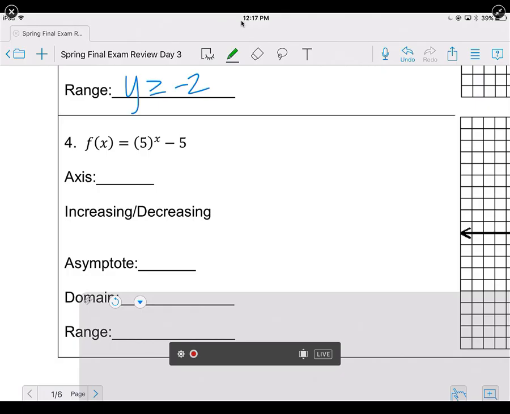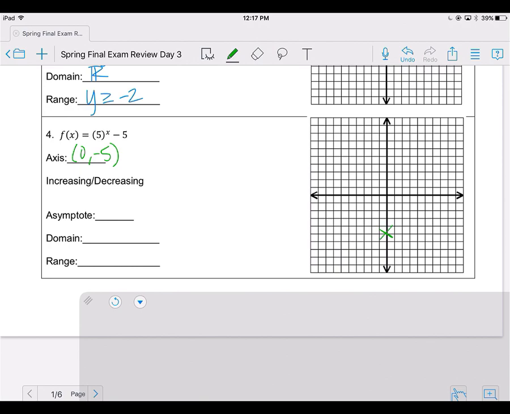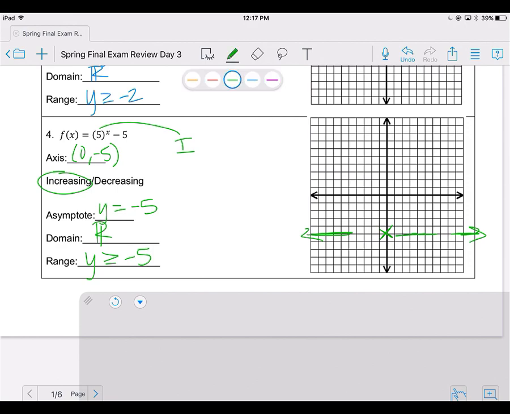So for problem 4, we don't need the calculator anymore. My axis is going to be 0, -5. So that's where it's going to turn, and we have an asymptote going through there. This one is going to be increasing because of the 5. Domain is still all reals, and range is greater than -5. So because this one is increasing, we're going to come in at the asymptote and then slide up once we get to that x value.